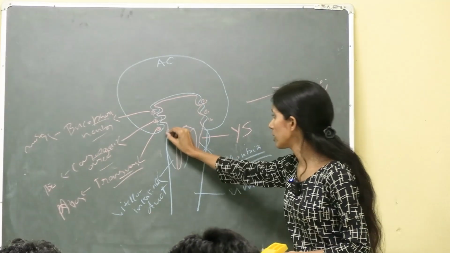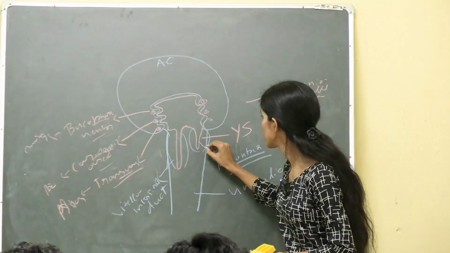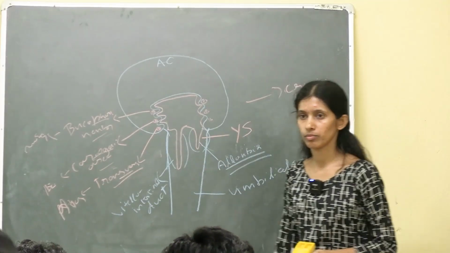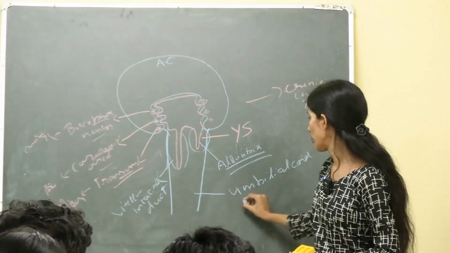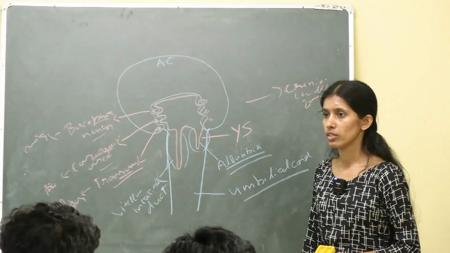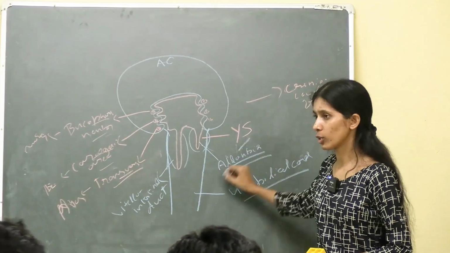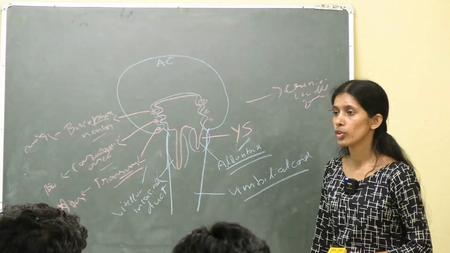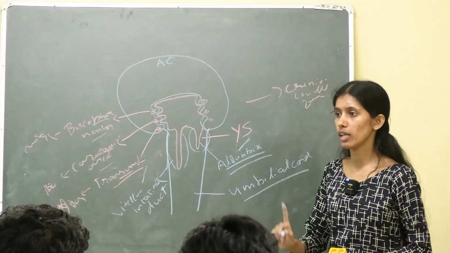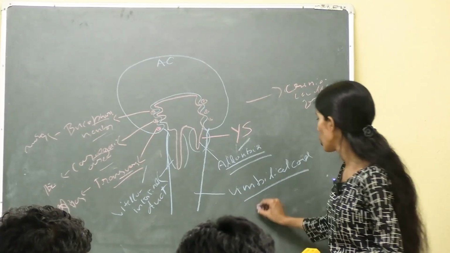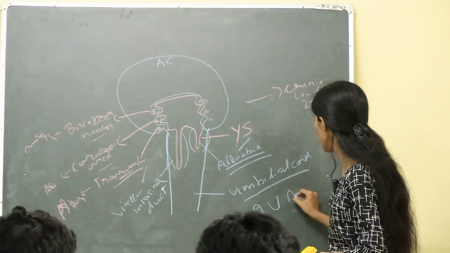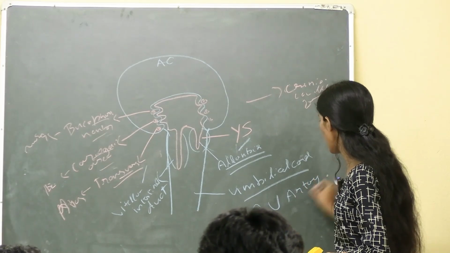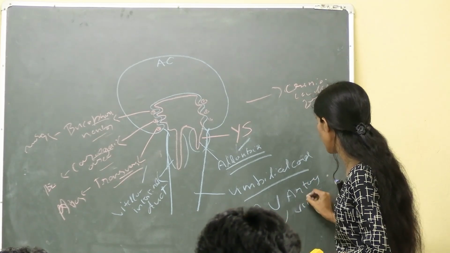It is developing around your yolk sac. So what are the contents of umbilical cord now? Allantois, intestinal duct, and two umbilical arteries and one umbilical vein. Remember this, two umbilical arteries and one umbilical vein.